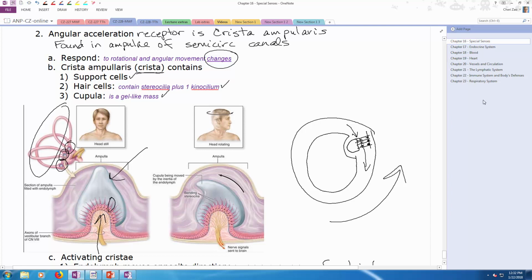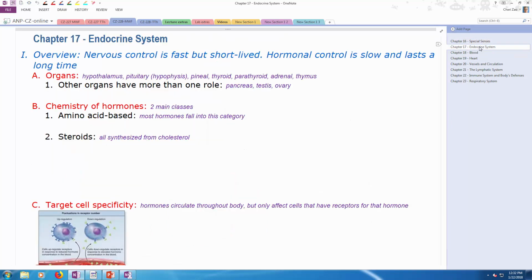So we're done with that chapter. We're on to the next chapter. That's part of our upcoming exam. We're on to chapter 17 from our text called the endocrine system.